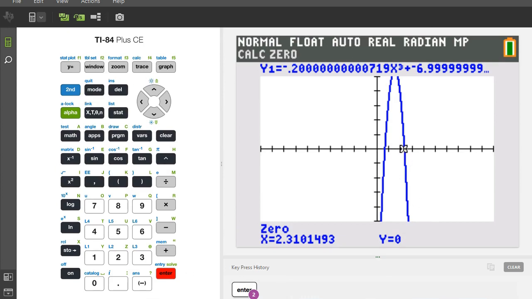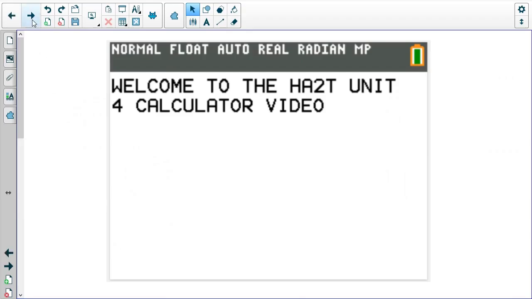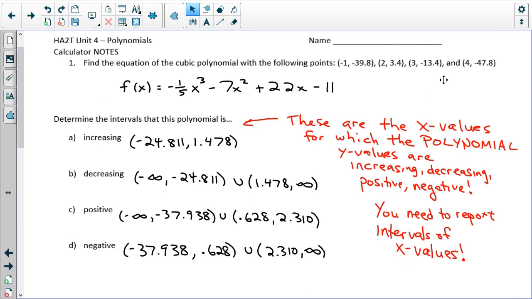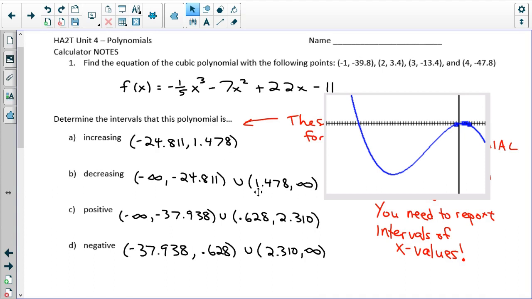And so if I look at problem 1, this would be all of the stuff that I would write down. These would be the answers that I report. So here's my equation. It was decreasing from negative infinity to negative 24.811. Then we reached a local minimum where it started increasing from negative 24.811 until 1.478. And then it was decreasing from 1.478 until infinity.